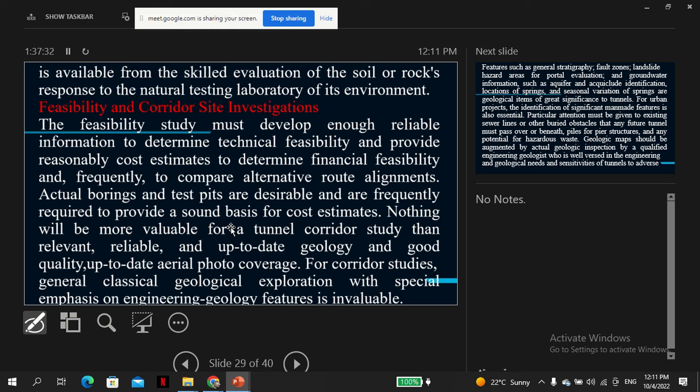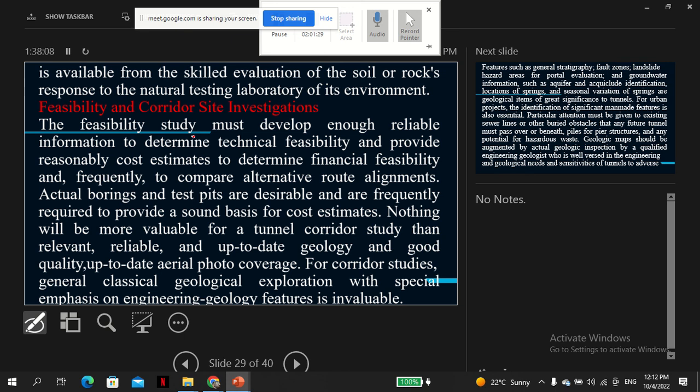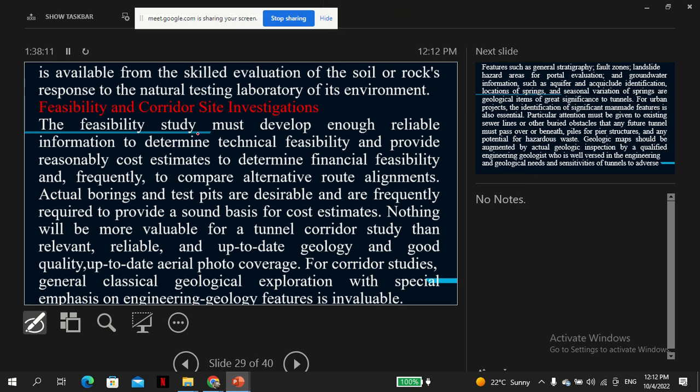Now, feasibility and corridor study site investigations. The feasibility study must develop enough reliable information to determine technical feasibility and provide reasonable cost. This is important as well, because tunnel projects, as you already imagine, are expensive. What did I say? Cost intensive. This is the word I was looking for.